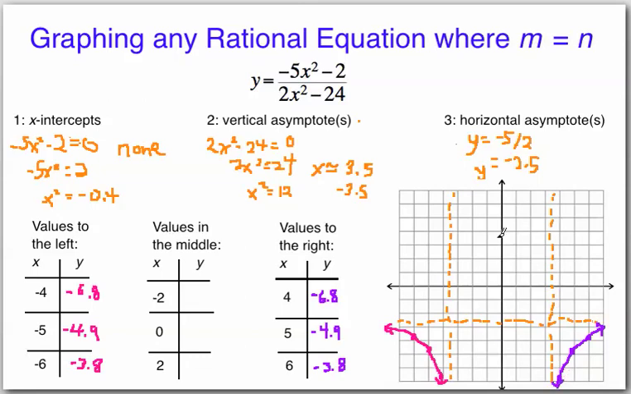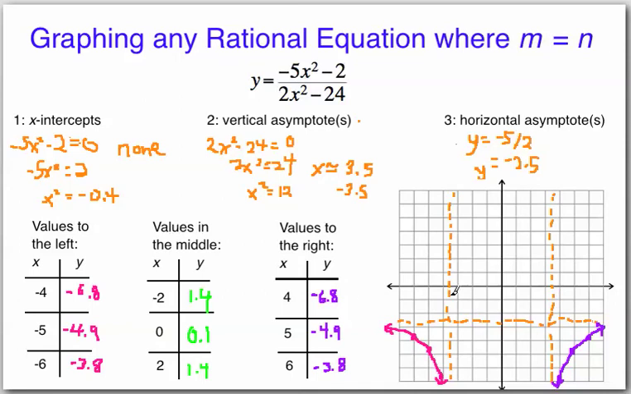Now let's look at the middle. Usually in the ones we've done before, we've already had an x-intercept, but since we don't, we want to plug in 0 for x to find the y-intercept. When we plug in negative 2, we get that y is positive 1.4. When we plug in 0, it's almost 0, but not quite. It's 0.1. And when we plug in positive 2, we get, again, 1.4.